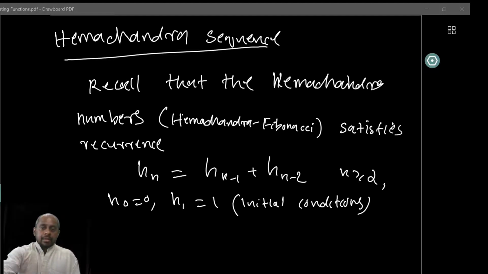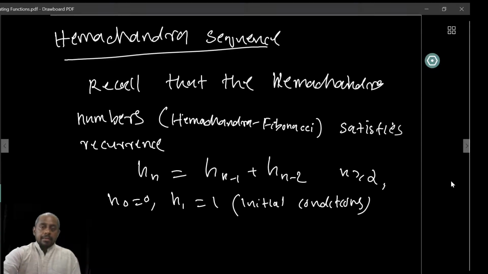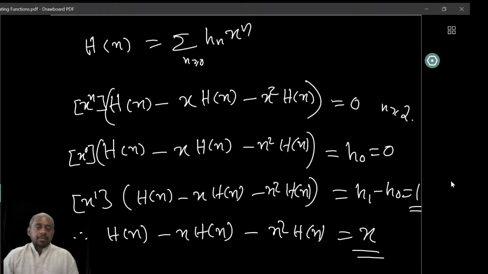Now, we proceed using the same ideas that we have, but we will look at it in a slightly different manner. So we start by defining the generating function of the Hemachandra sequence as h of x is equal to summation hn x raised to n. Then we know that the sequence satisfies the recurrence relation that we looked at before.